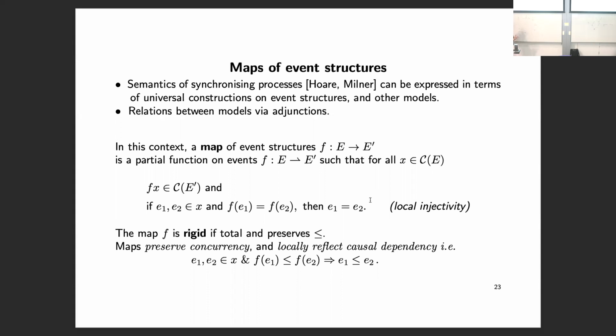If you have two events, you might imagine that they went to the same event here. Say this might be E1 and this might be E2, and it may well be you end up with the same event. Well, in that case, we insist on a kind of local injectivity. It's local in the sense that it's with respect to this configuration, then we insist that E1 equals E2. So you can't have two distinct events in a configuration going to a common event.